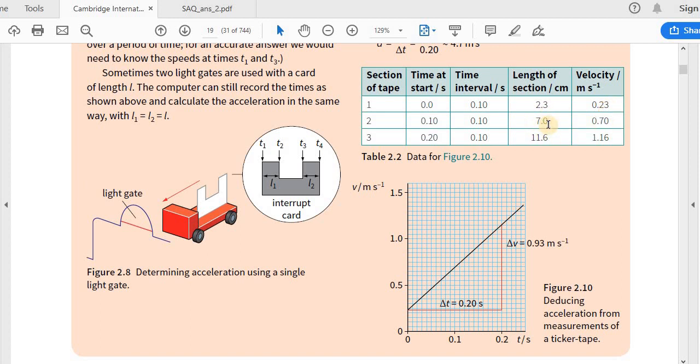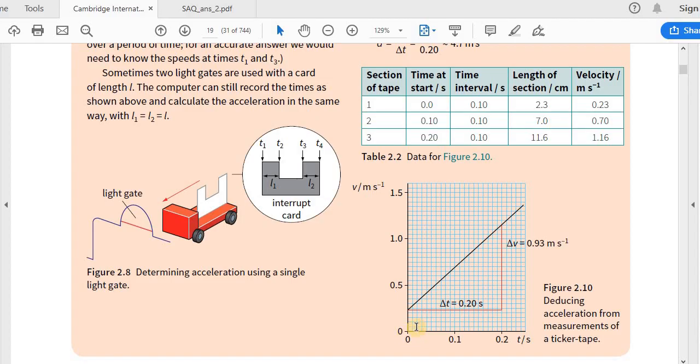Same thing over here, 7 divided by 0.1, that will give us the speed in centimeters per second. You can convert it to meters per second. 70 centimeters per second is 0.70 meters per second. So look at the units over here. Here it's meters per second, here it's centimeters, here the time is in seconds. Okay, once you do that, you can plot the points.